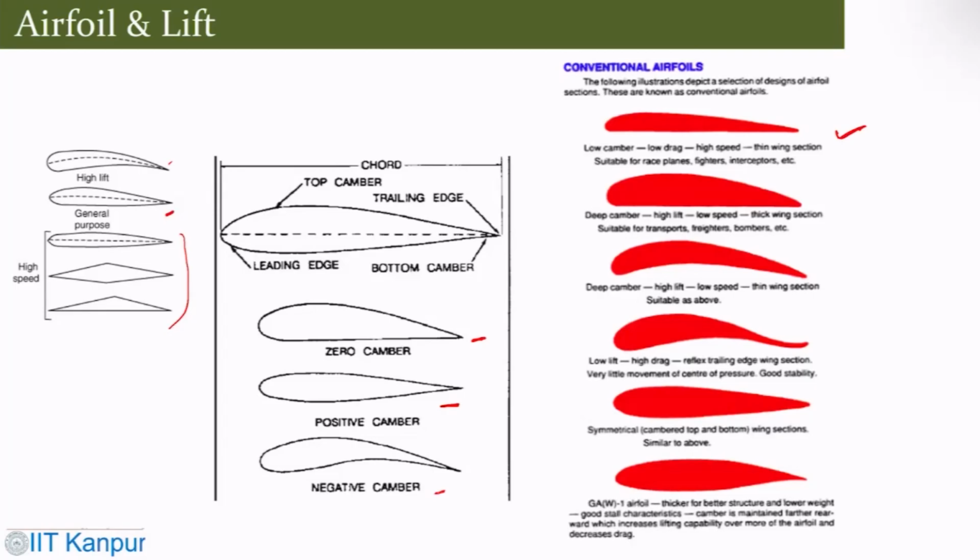It's low camber, low drag, high speed, thin wing section suitable for race planes, fighters, interceptors. Okay. You have very deep camber. This is used for high lift, but at the low speed operating condition. Thick wing section suitable for transport, fighters, bombers, and all this. Okay. Similarly, you have deep camber, which is used for high lift and low speed.